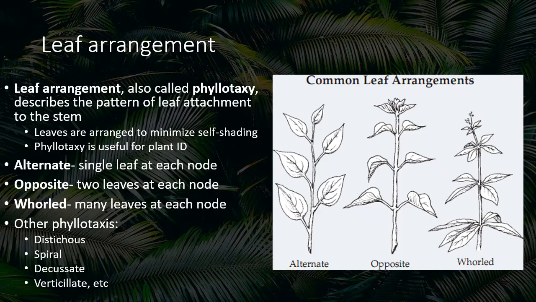Whether we have an alternate, opposite, or whorled leaf arrangement often influences the branching pattern that we see in the plant later, because there's typically a bud at the base of each leaf as well. There are some other phyllotaxies, and I'm not going to get into the weeds on those. Just be aware that there are other terms to describe other phyllotaxy patterns. For example, distichous is a type of alternate leaf arrangement in which the leaves form two opposite files from each other. Spiral is another type.